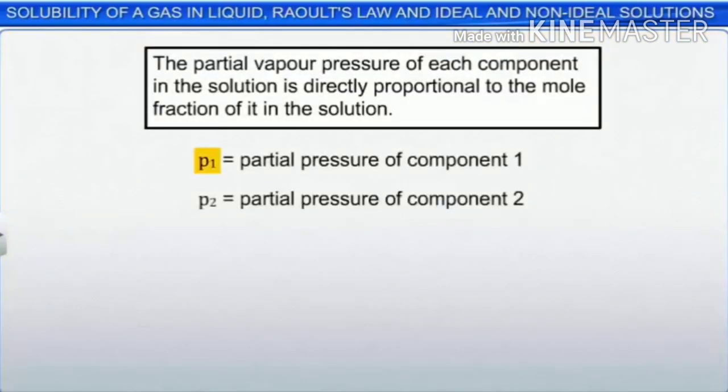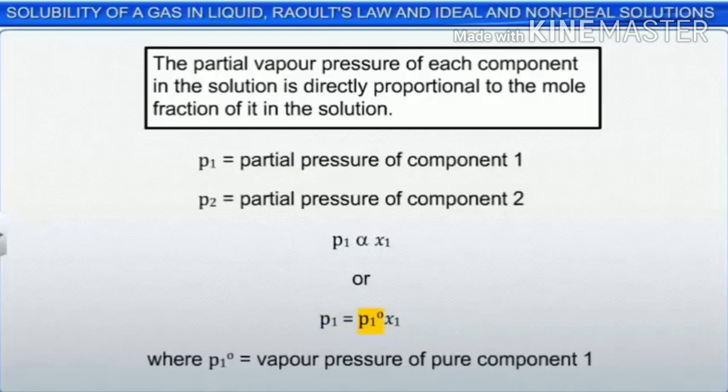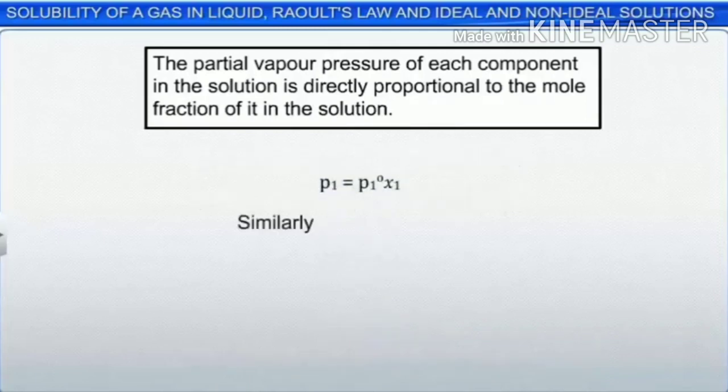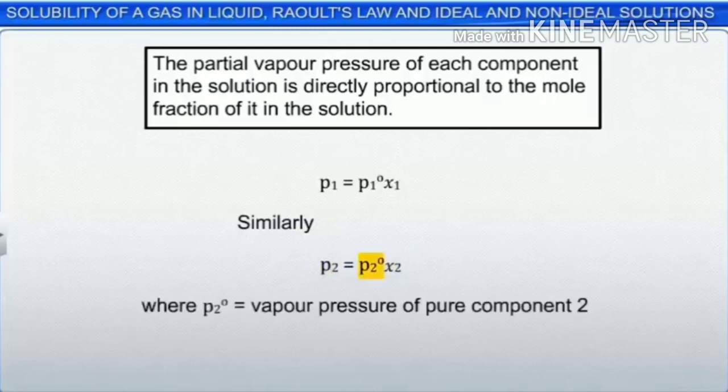Now, if P1 and P2 are the partial pressures exerted by the components 1 and 2 at a certain temperature, then, according to Raoult's law, P1 is proportional to x1, or P1 = P1⁰ x1, where P1⁰ is the constant of proportionality and represents the vapor pressure of pure component 1 at the same temperature. Similarly, for component 2, P2 = P2⁰ x2, where P2⁰ represents the vapor pressure of the pure component 2.